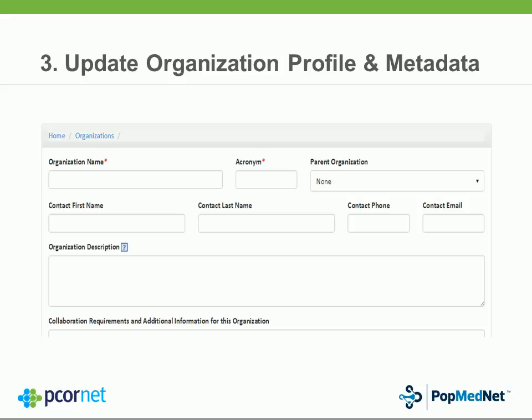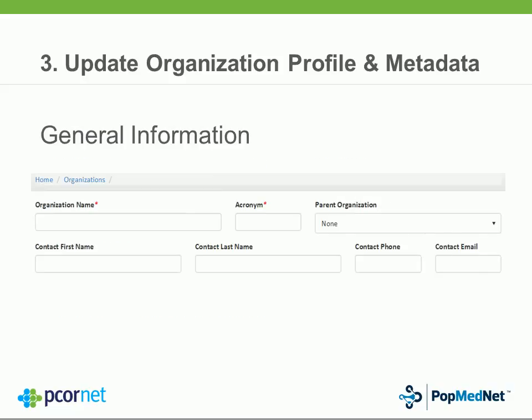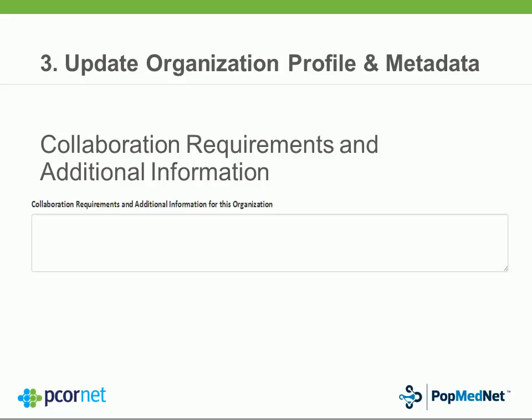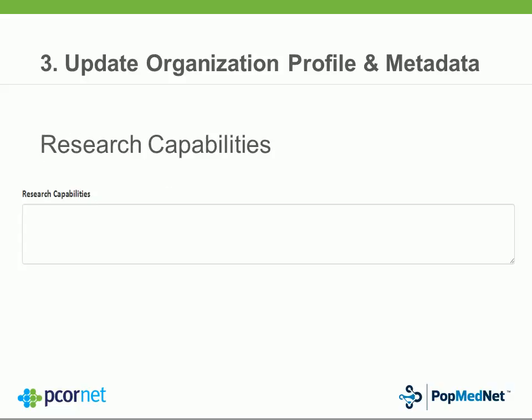Please ensure that the following fields are completed. General information includes your organization's name and acronym, the name, phone number, and email address of your organization's primary contact, and if you're a site within a CDRN or PPRN, you will see that CDRN or PPRN listed in the parent field. In organization information, enter a brief description of your organization. The Collaboration Requirements and Additional Information section allows you to describe your organization's collaboration requirements and share any additional information with the network. For research capabilities, describe the research capabilities and expertise at your organization.